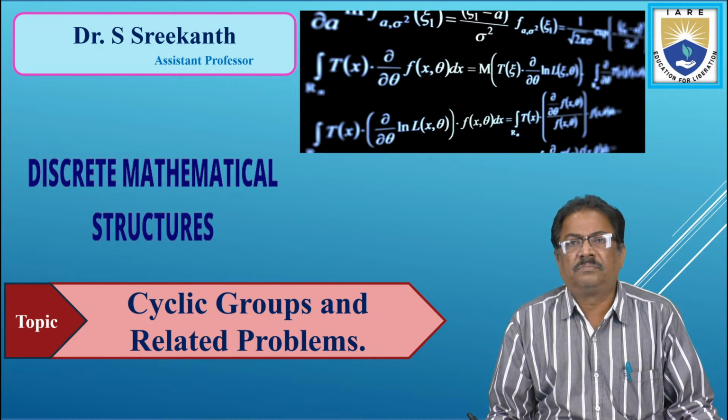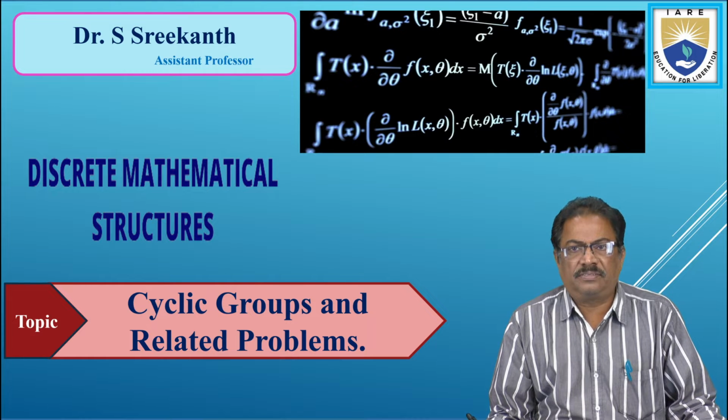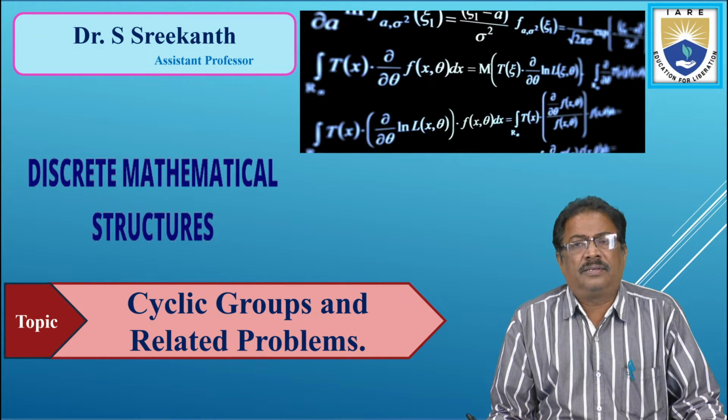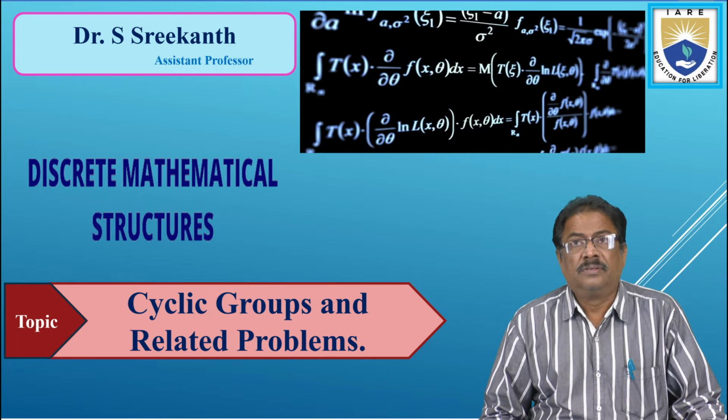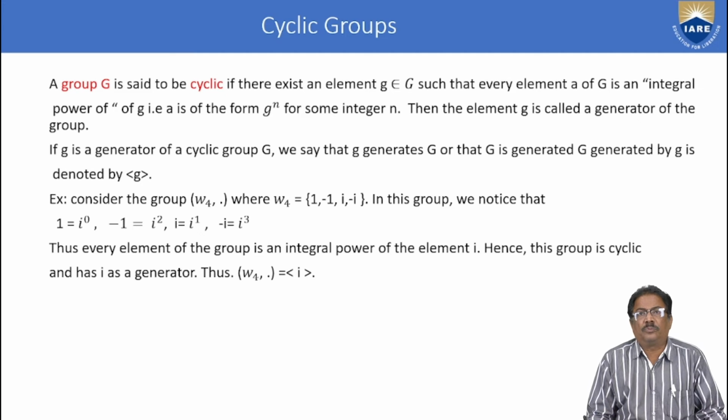Welcome to this session. Today we are going to discuss cyclic groups and related problems. Now, what is a cyclic group? A group G is said to be cyclic if there exists an element g belongs to G such that every element a of G is an integral power of g. That is, a is of the form g power n for some integer n, then the element g is called the generator of the group.